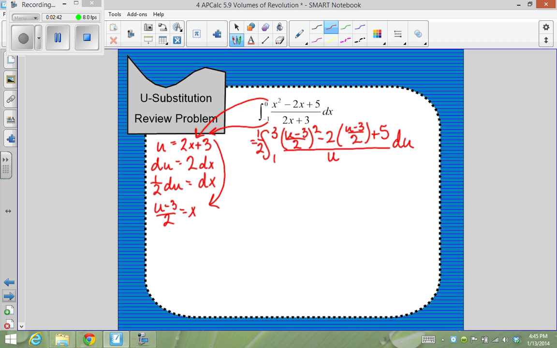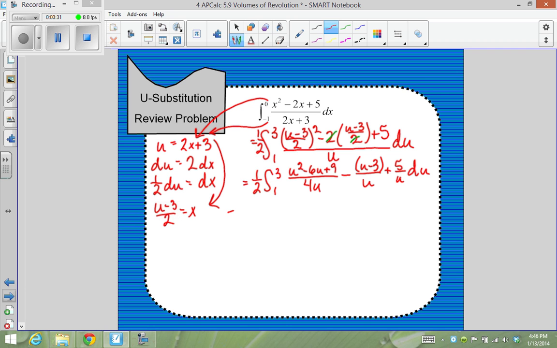Okay, so let's simplify things a bit here. I have 1/2 integral from 1 to 3 of, I'm going to FOIL this out, u squared minus 6u plus 9. It's over 4, but it's also over the u, so over 4u. On the next one, when I move it over, that's minus. Okay, my 2's can cancel out. And so that gives me minus (u minus 3) all over that u that's down in the denominator, plus 5 over u du.